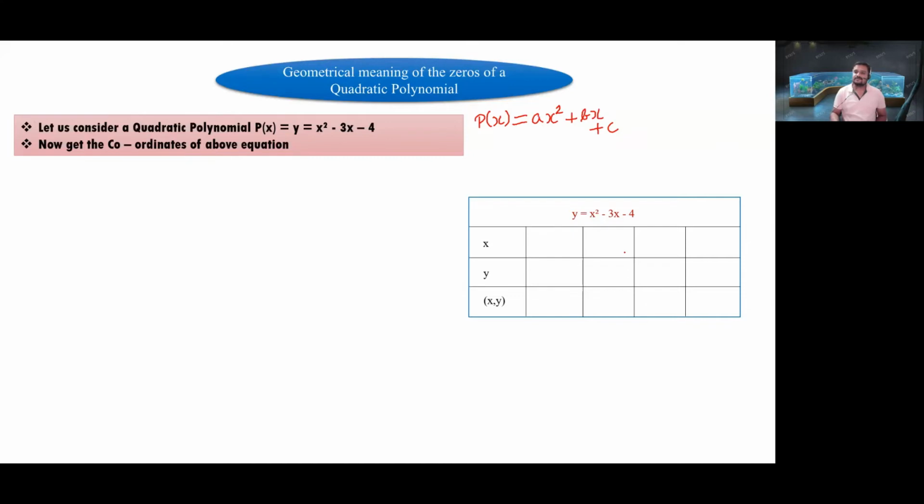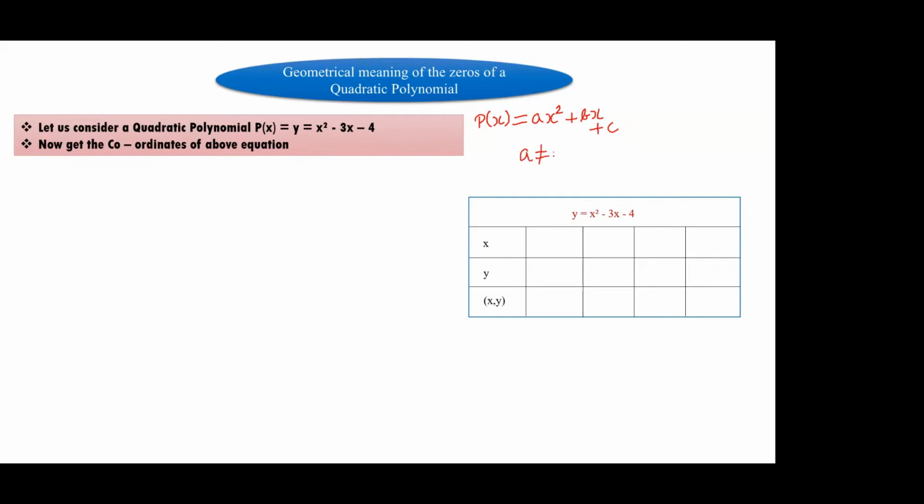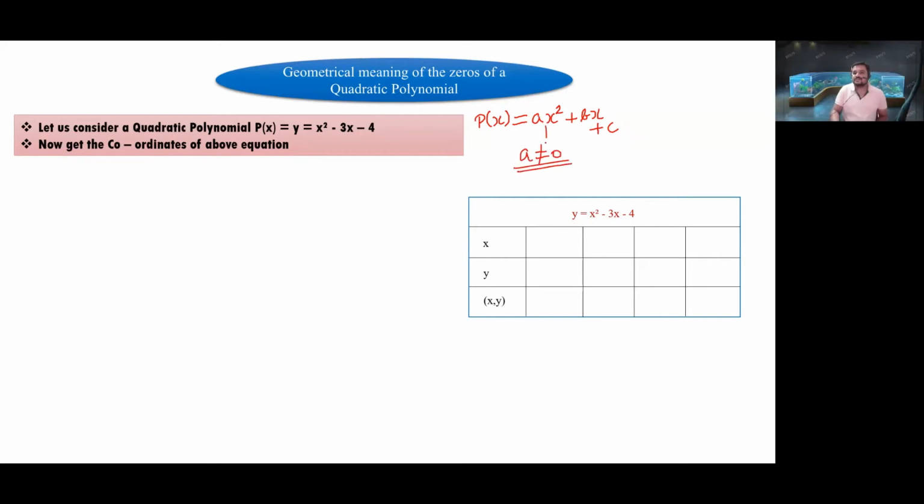Yes, Akshita. Sir, a must not be 0. Absolutely correct. A should not be equal to 0. A अगर 0 हो जाएगा तो ये टर्म 0 हो जाएगा और ये टर्म अगर 0 हो गया तो quadratic polynomial ही नहीं रहेगा. Okay, so this condition is also very important. A should not be equal to 0.